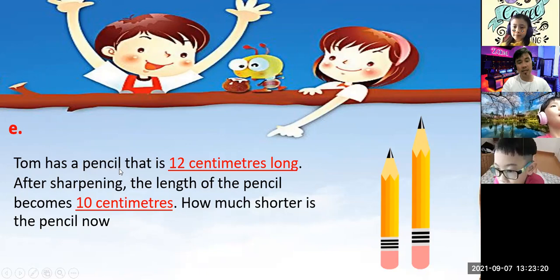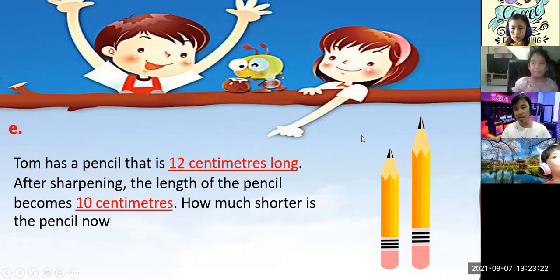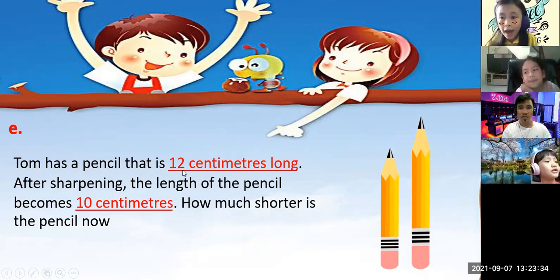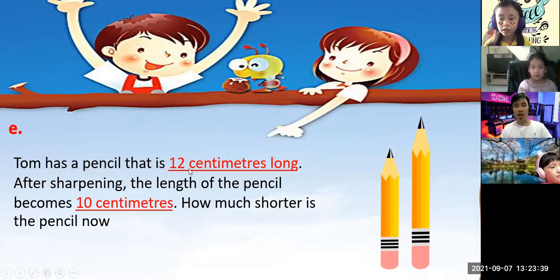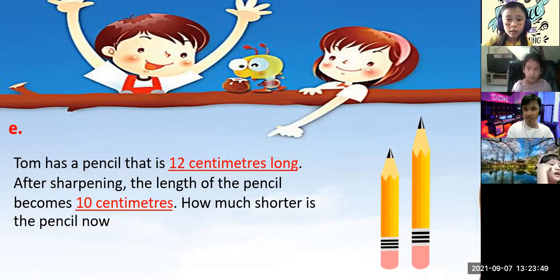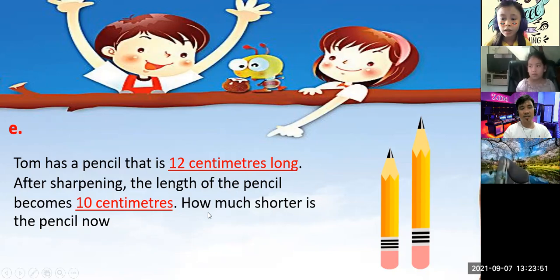Tom has a pencil that is, how long is the pencil? Nietzsche, how long is the pencil before it's sharpened? It's 12 centimeters long. Okay, 12 centimeters long before it's sharpened. After it's sharpened, how long is the pencil now? 10 centimeters. 10 centimeters.